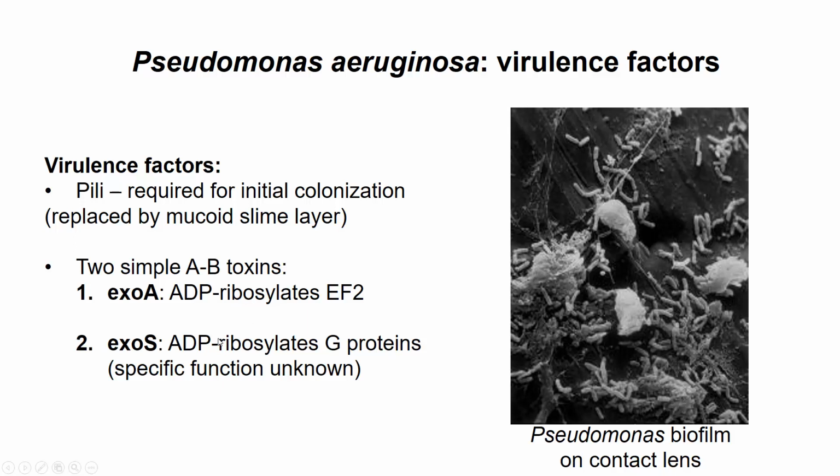These are simple AB-type toxins. The first one is known as ExoA, and the second one is known as ExoS. ExoA has that ADP-ribosylation function and also targets EF2. So this is like what we talked about for diphtheria. It's shutting down protein synthesis, and that kills the cell. ExoS is also an ADP-ribosylase that targets G proteins. And as I mentioned, G proteins have diverse actions in the cell, so this will also have very toxic effects on its targeted cells.